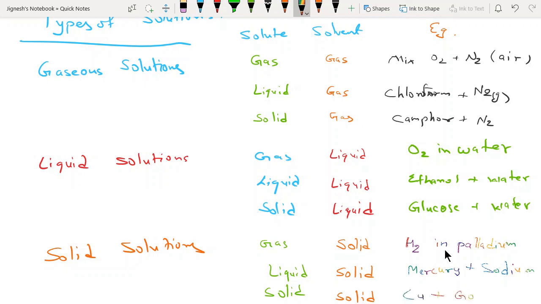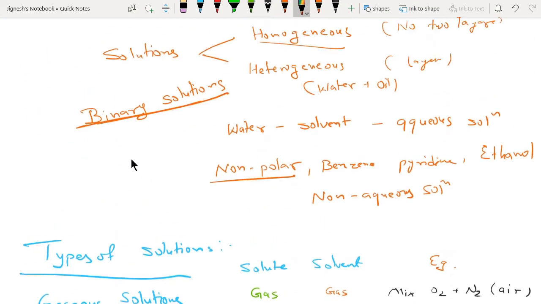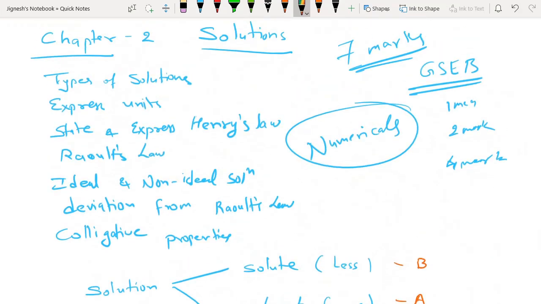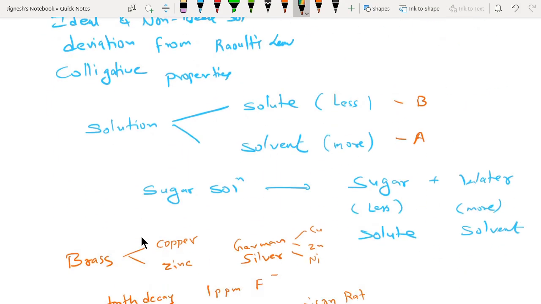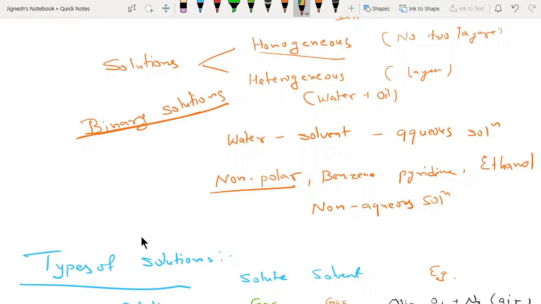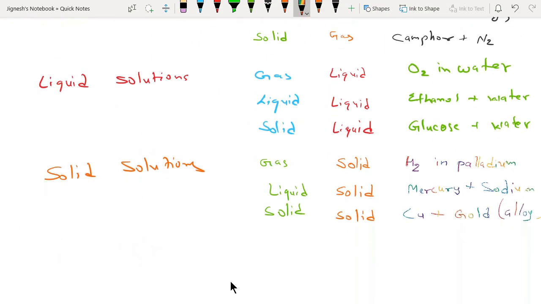The jewellery that you make has a little addition of copper in gold, and this is generally called an alloy. So guys, this is the solution, the types of solution. Today we have started a new chapter, chapter number 2, which carries 7 marks, and these are the topics we are going to discuss in the chapter. The first topic, solutions and the types of solutions, we have discussed here today.